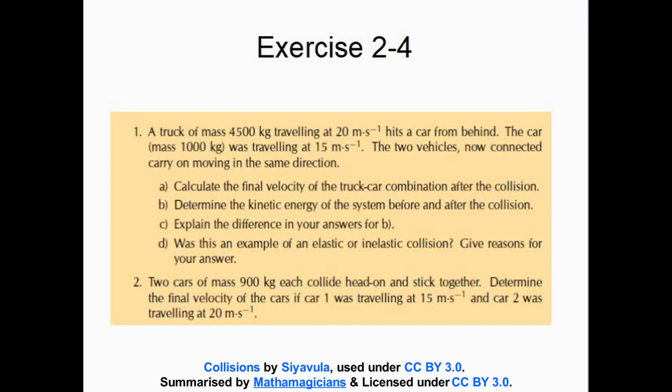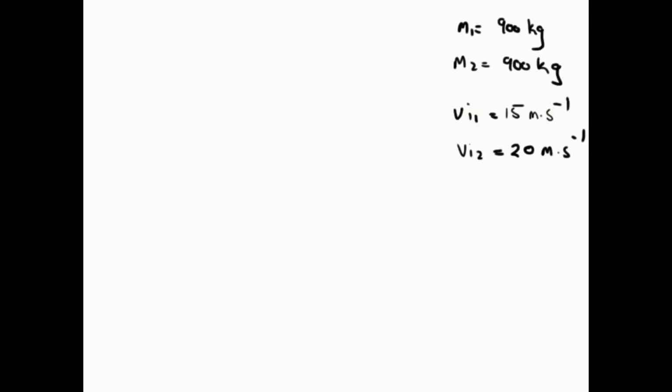The second question reads, two cars of mass 900 kilograms each collide head-on and stick together. Determine the final velocity of the cars if car 1 was traveling at 15 meters per second and car 2 was traveling at 20 meters per second. Let's go and approach this question now. What we do first is write down what we have been given: the masses of the two cars and their initial velocities. All we need to do is calculate the velocity after the collision.